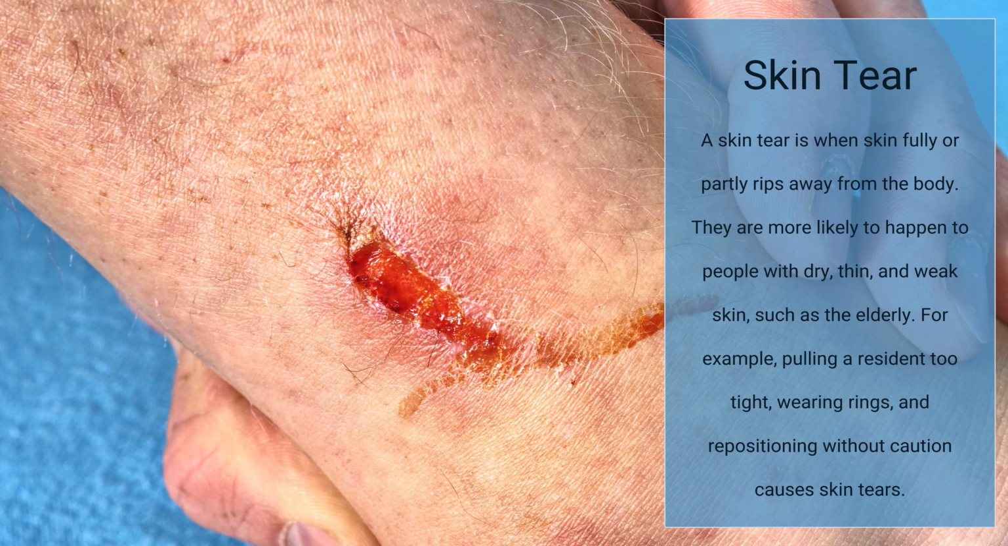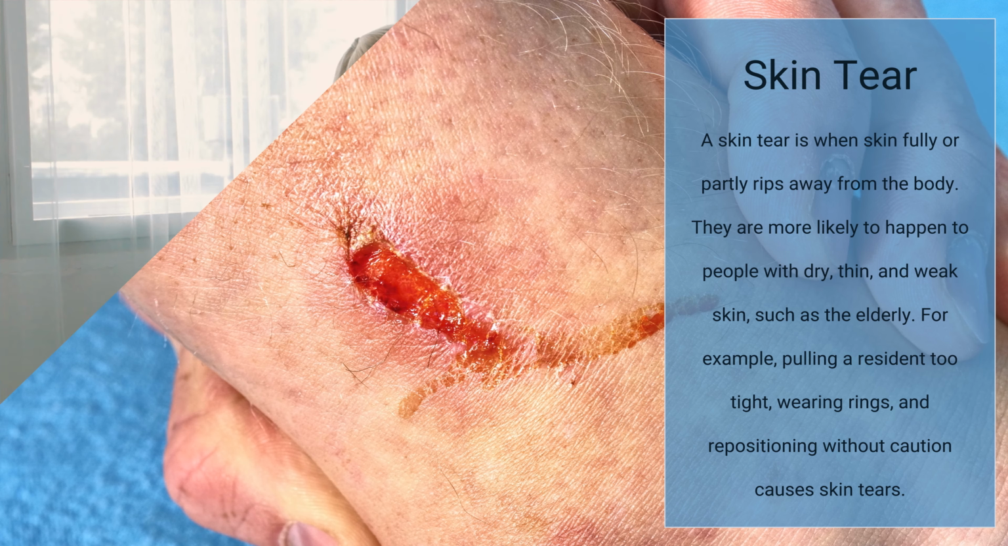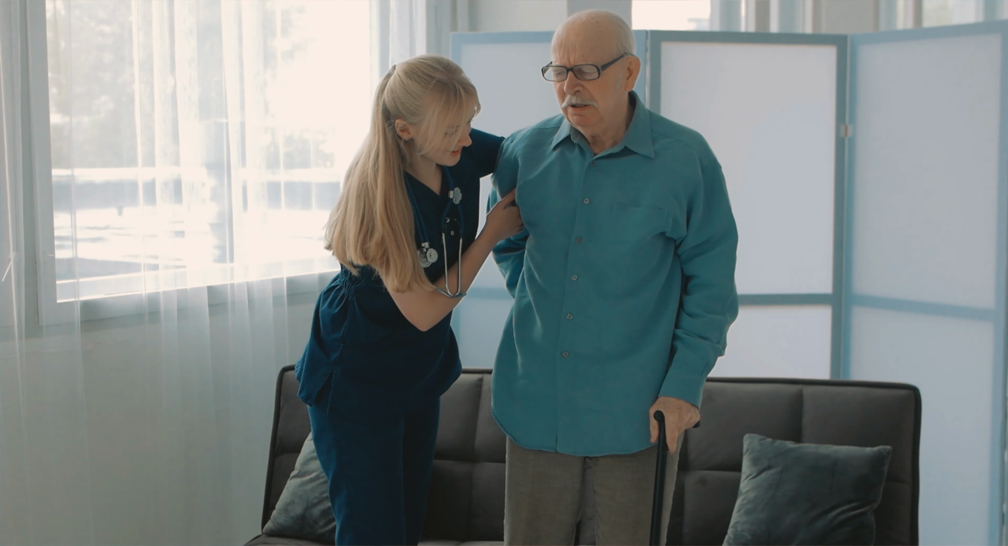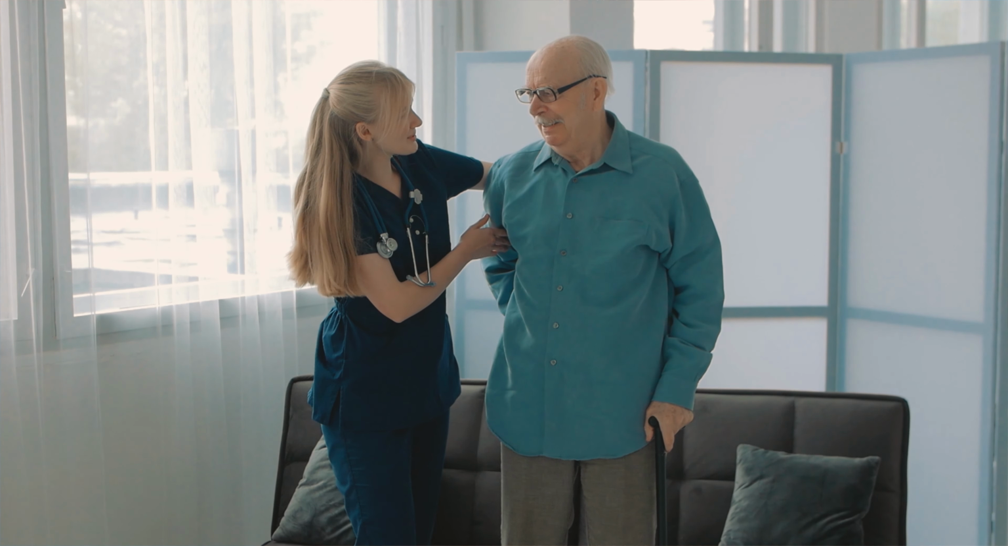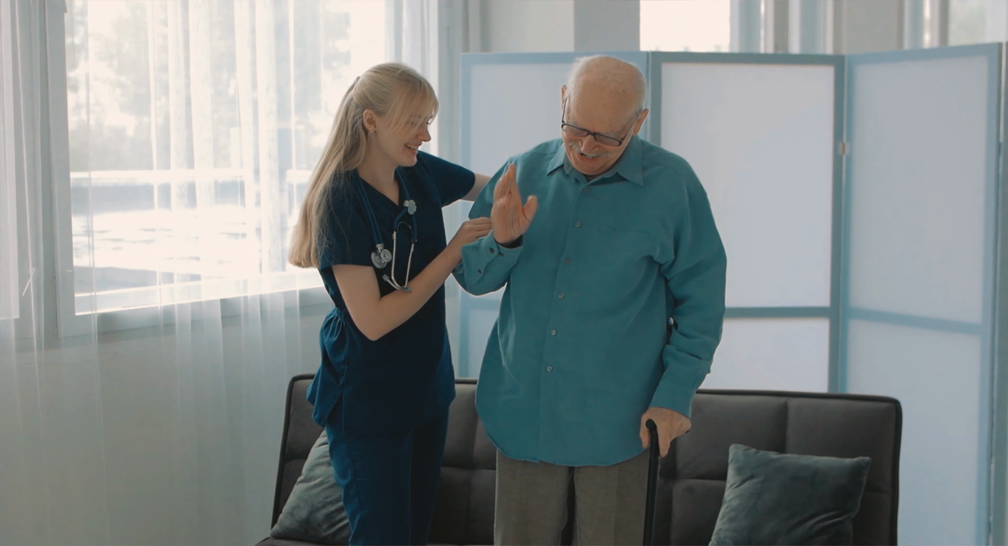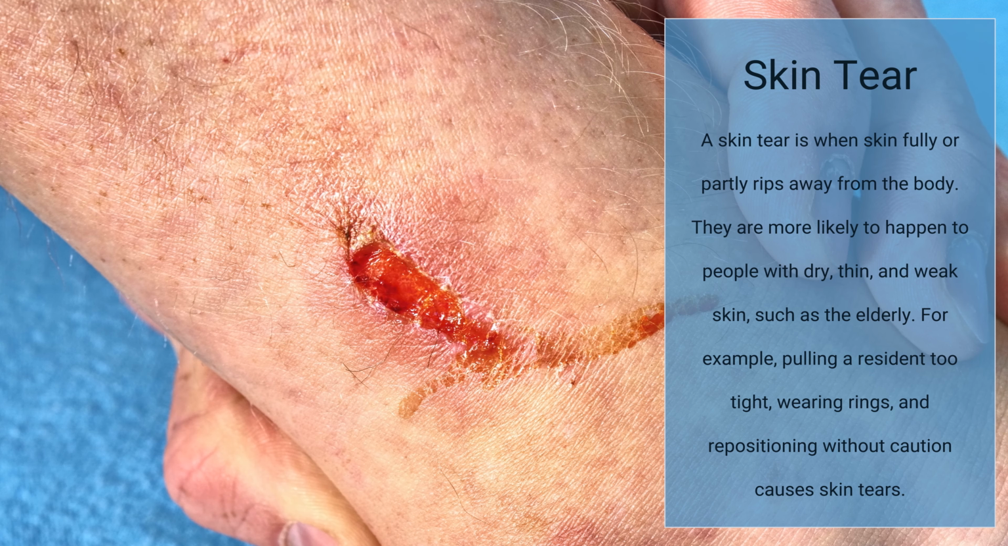So a skin tear is when the skin fully or partly rips away from the body. They're more likely to happen to people with dry, thin, and weak skin. So, for example, you're helping Mr. Jones and you're just having a very tough shift and you're going too quickly and you pull him too tight because you're in a hurry. Before you know it, he could have a skin tear.